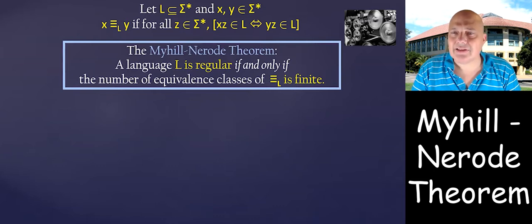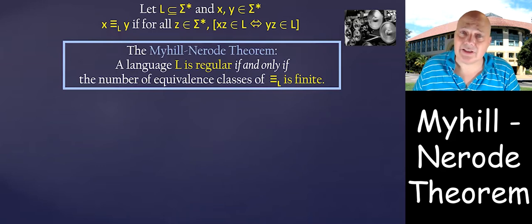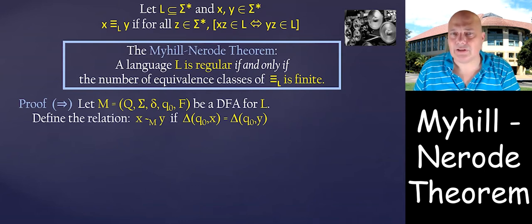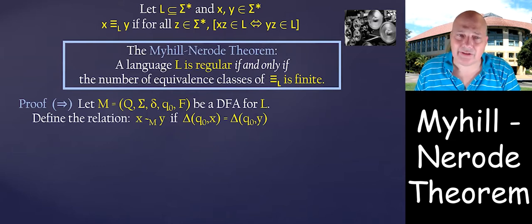is finite. So if L divides the world, all the strings, into a finite number of equivalence classes, then this is a regular language. And if it divides it into an infinite number of classes, then it is not a regular language. Let's prove this theorem, and we'll start by showing the forward direction. So if L is regular, then the number of equivalence classes is finite.